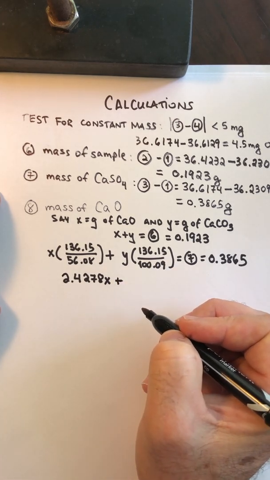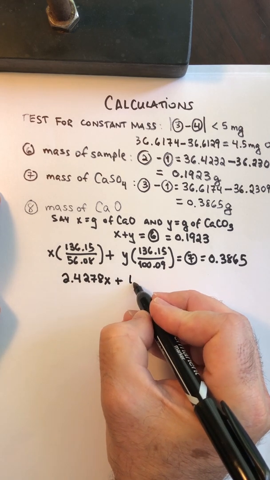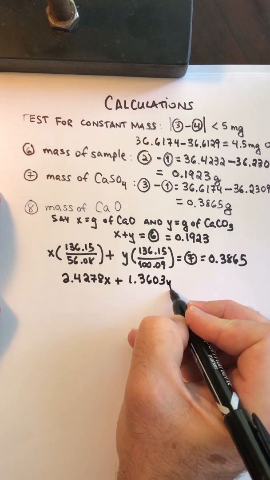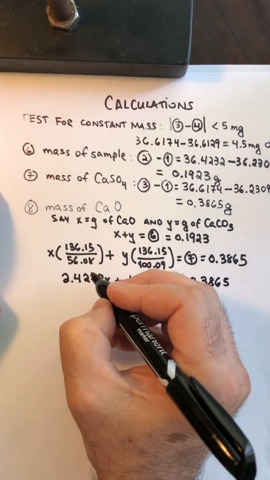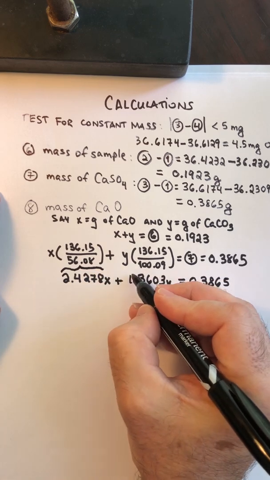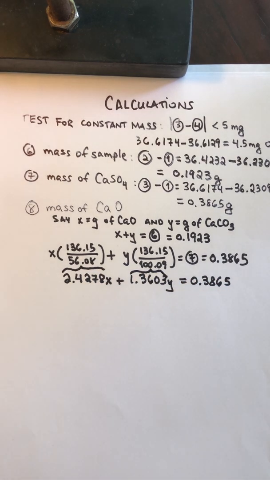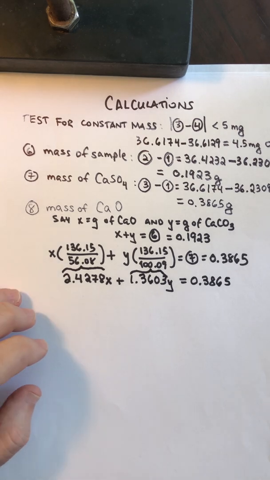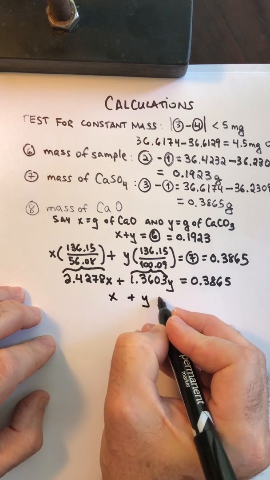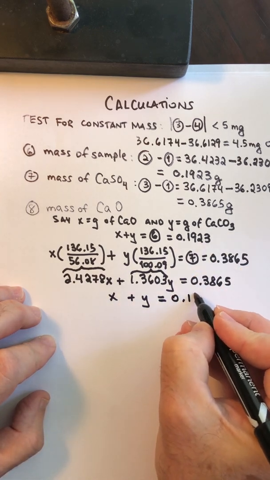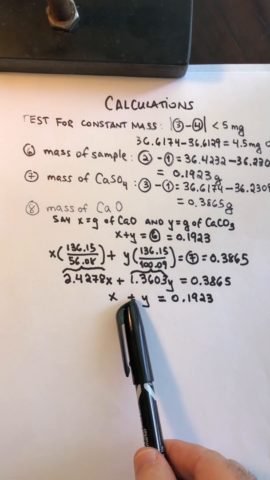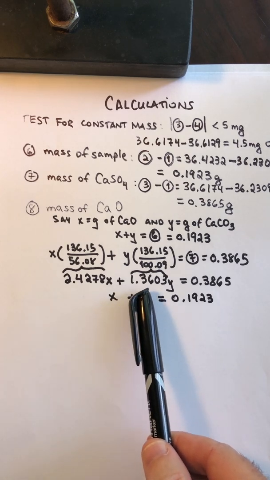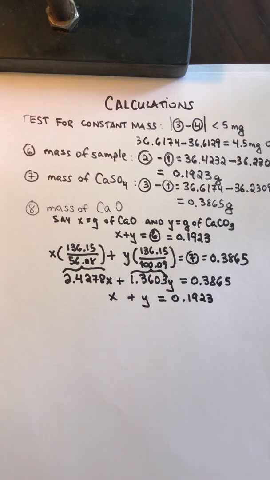And then 136.15 divided by 100.09 is 1.3603y, and this equals 0.3865. Okay, again, this is that number there, and this is that number there. I just divided those fractions. I have another equation that says that x plus y equals 0.1923. So what I need then is to make this equation into one that will allow me to eliminate either x or y so that I can solve for only one variable.